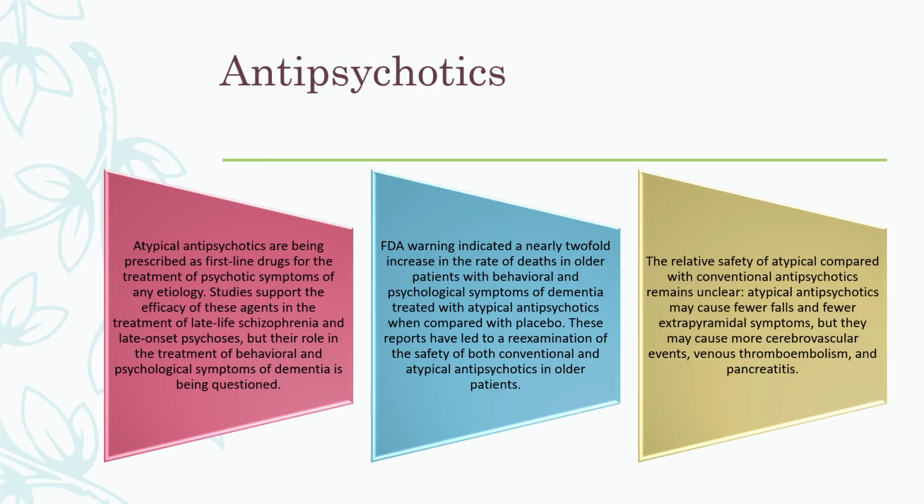So, antipsychotics in the elderly: atypical antipsychotics are being prescribed more as first line for the treatment of psychotic symptoms, okay? Studies are beginning to support the efficacy of these agents in the treatment of late-life schizophrenia and late-onset psychosis. Okay. However, their role in the treatment of behavioral and psychological symptoms of dementia is still being questioned. Okay. So here's the thing I want to say when it comes to antipsychotics, and it's going to come to this next blue little shape here.